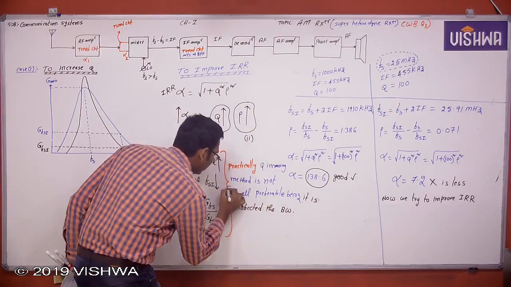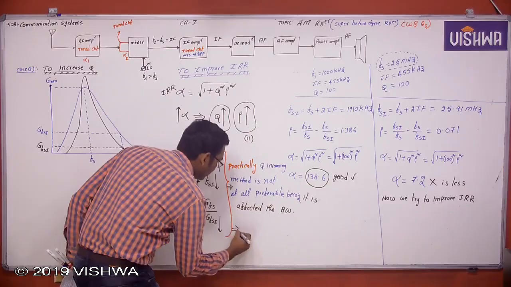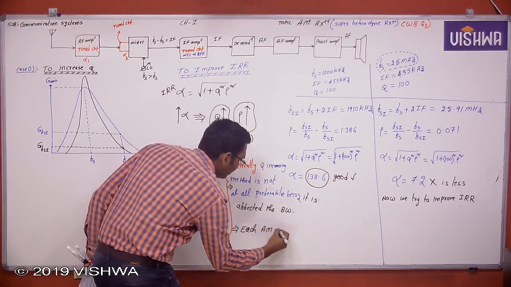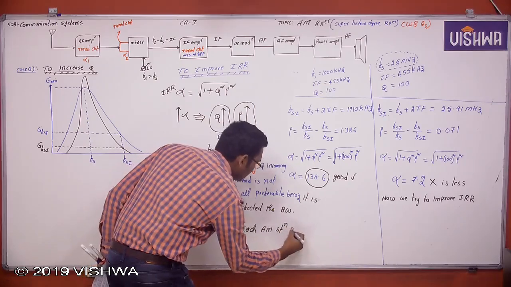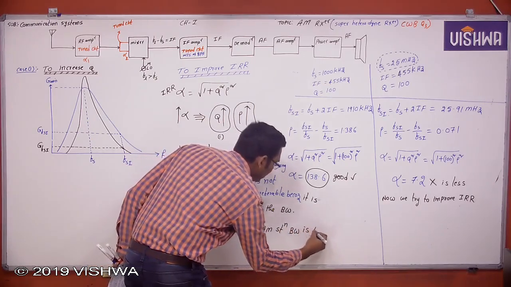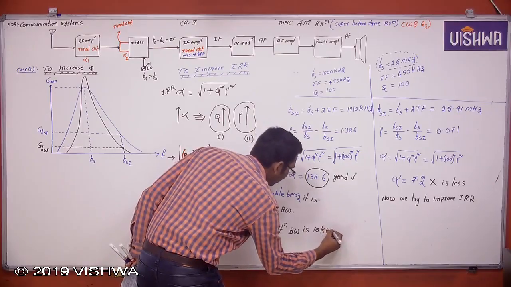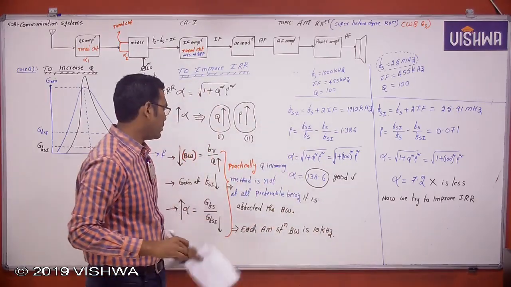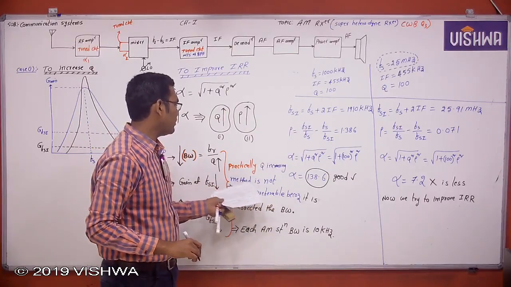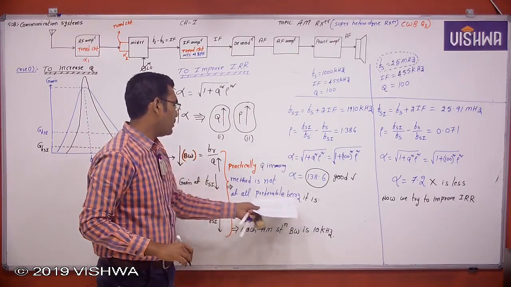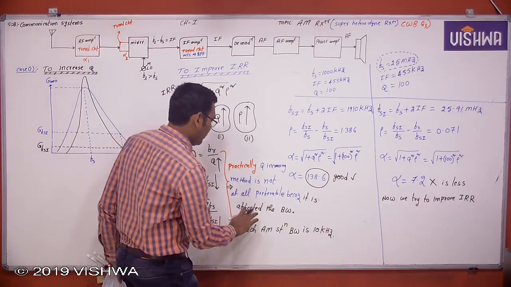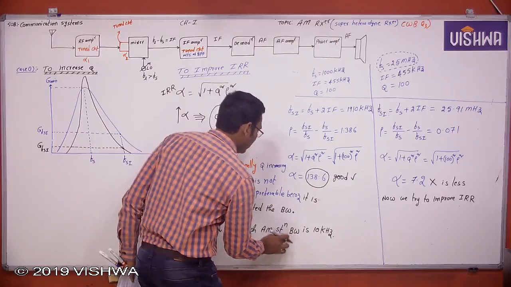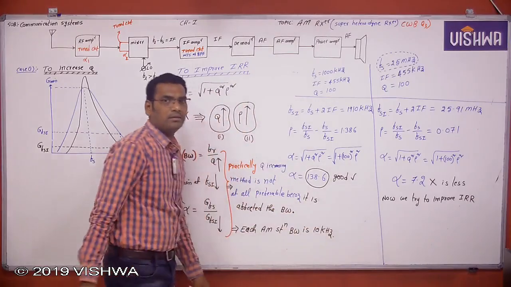Each AM station bandwidth is 10 kilohertz only. Am I not right? So practically increasing the quality factor is not at all preferable, because it affects the bandwidth. Each AM station bandwidth is 10 kilohertz. Okay, no doubt.